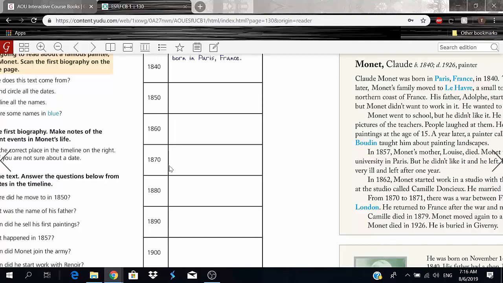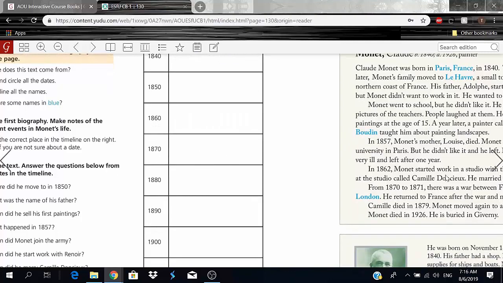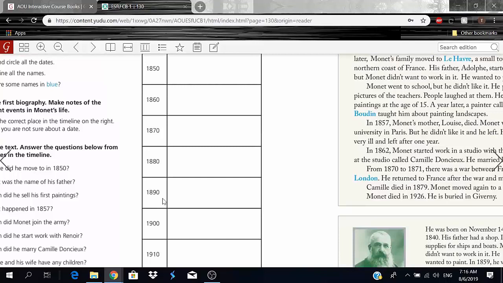Then we have 1870. What happened then? He married Camille Doncier, okay? 1880, and actually, what happens in 1880? I think it's something along the lines of Camille died in 1879, and in 1883, he moved to Giverny, so we'll actually put a question mark on this one right here, okay? So 1890, do we have anything for 1890? I don't think so. So 1892, he married his new wife, which is Alice Hoschedé, okay?